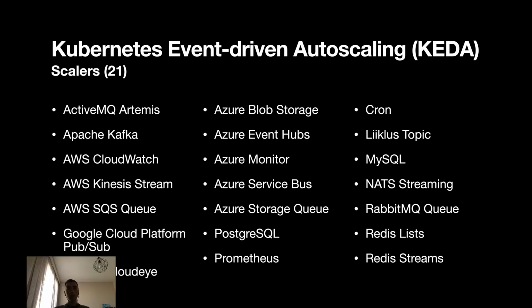There are 21 scalers implemented at the moment, more to come. The list is growing all the time. Among them, you can see Azure specific ones, like Azure Blob Storage, Azure Event Hubs, Monitor, Service Bus, and Storage Queue. And there are, for example, some databases like Postgres and MySQL. There, the functionality is such that you can define a query which should return an integer, and then you define a threshold. If the query returns a value over the threshold, then your autoscaling will kick in, and KEDA will start scaling your pods.